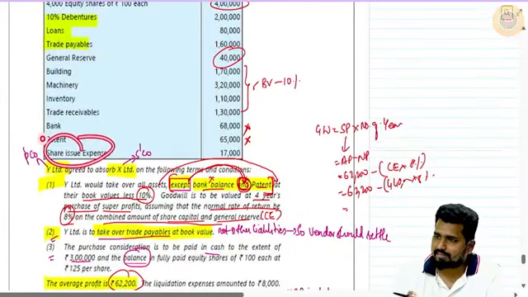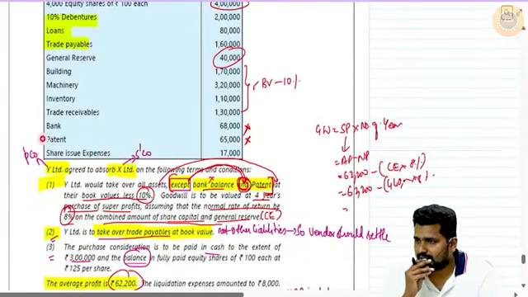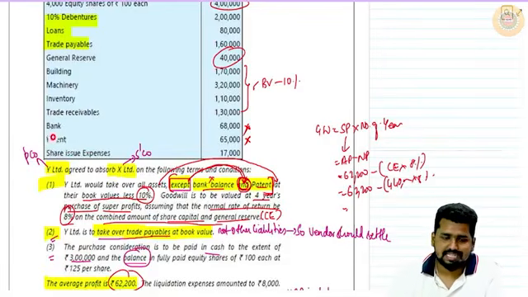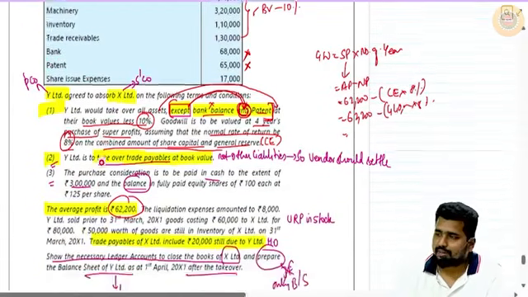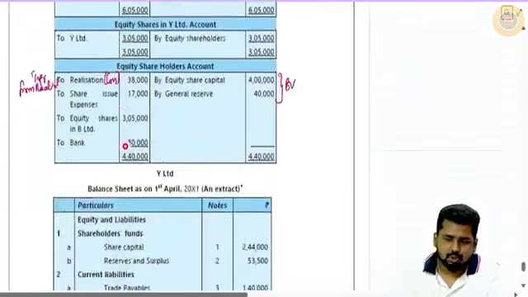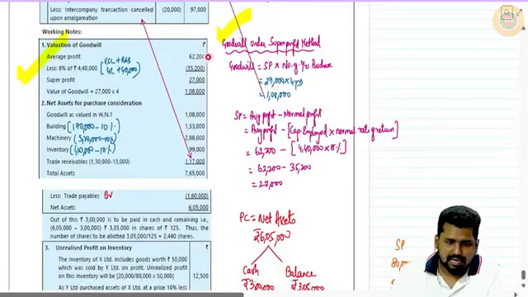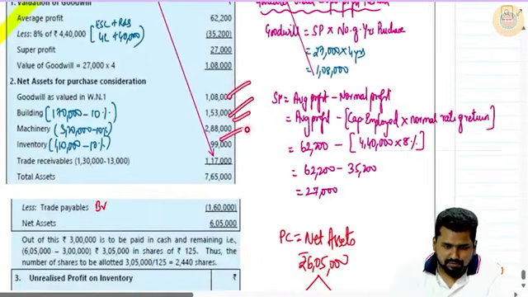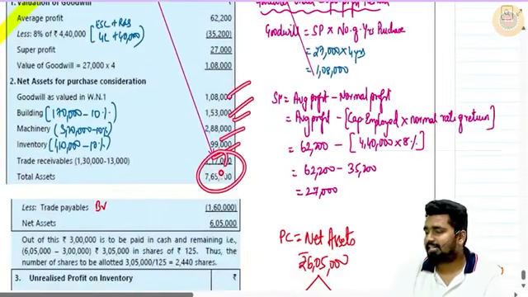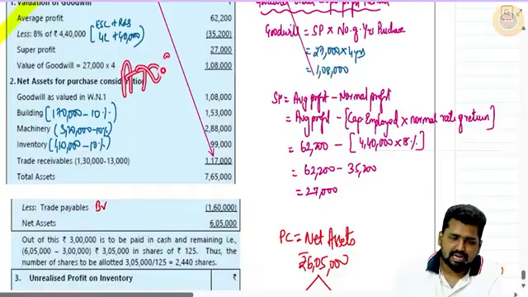This is not an asset. Clear? Share issue expenses, if it is showing a balance, it is a fictitious asset. That should not be considered for PC calculation. Clear? So we will take all the assets. Liabilities also, everything they have taken over. Okay, assets taken over, 1, 2, 3, 4, 5. Everything if you add, how much are you getting? 7,65,000. So assets taken over at agreed value.